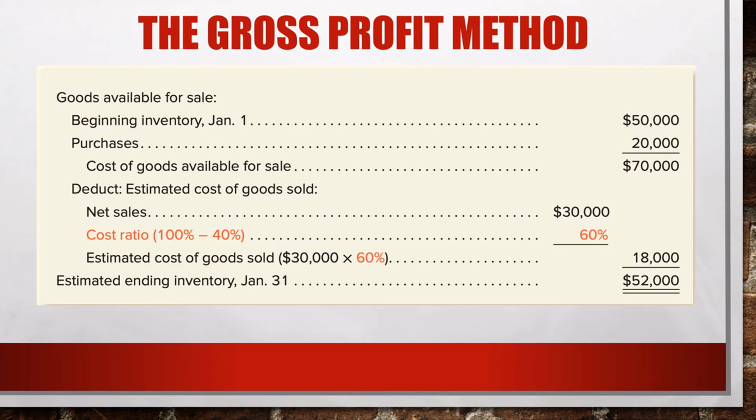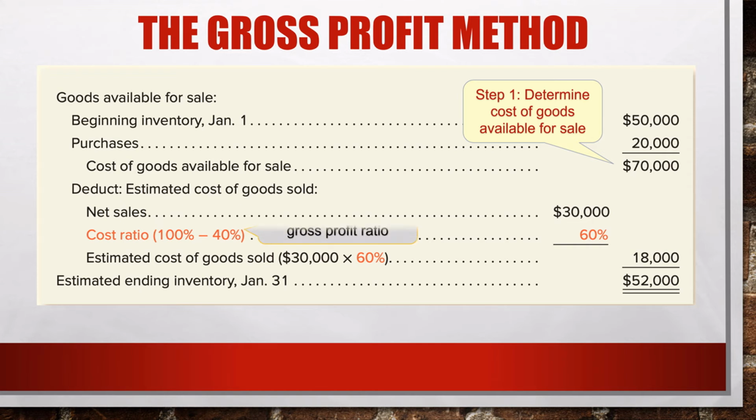As of January 1st, the beginning balance in the inventory account is $50,000. We know that during the month, we purchased $20,000 of inventory. The first step is to calculate the total cost of goods available for sale. In our example, it is $50,000 plus $20,000 equals $70,000. The normal gross ratio for prior years was 40%. Based on that, we can estimate the cost ratio. 100% less 40% is equal to 60%.